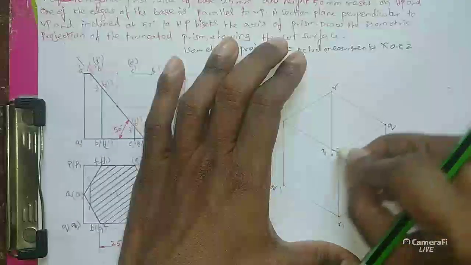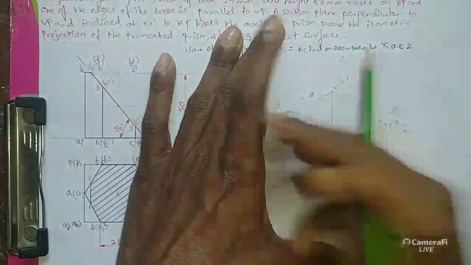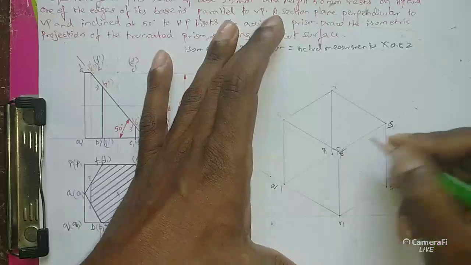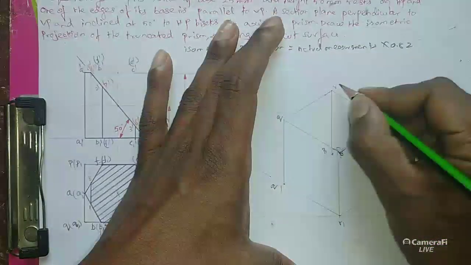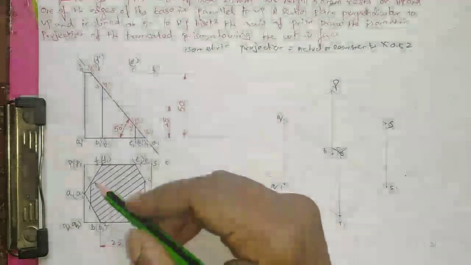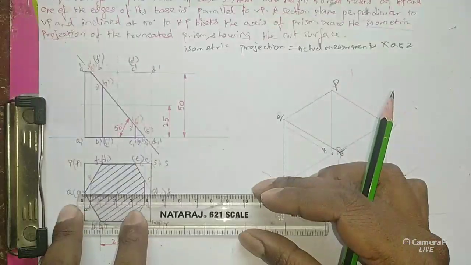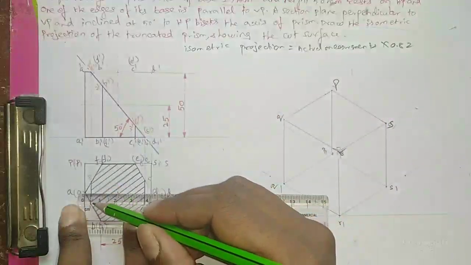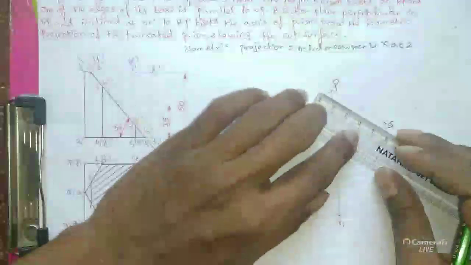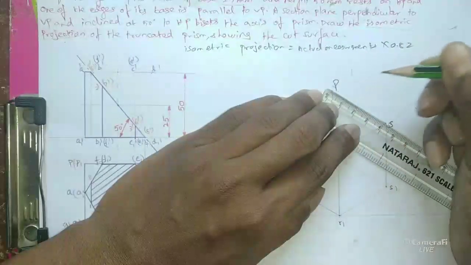So here we have to name the points as usual. So this is point S, this is point R, this is point Q, and this is point P. Now we have to draw a line for 1 and 8. So take out the measurement from this point. Here the measurement is exactly 4 mm.